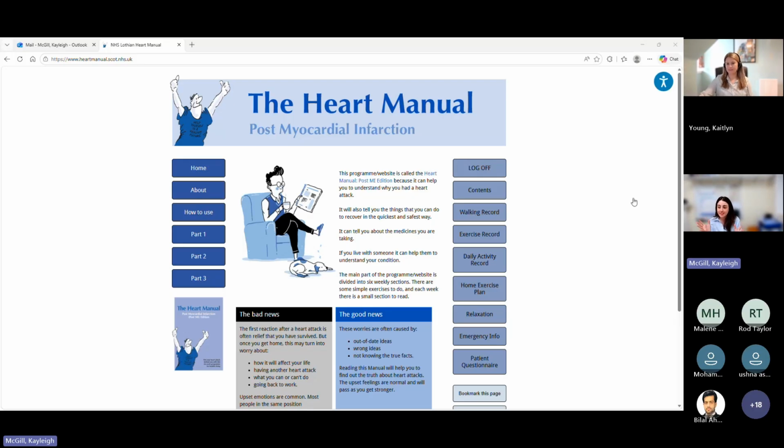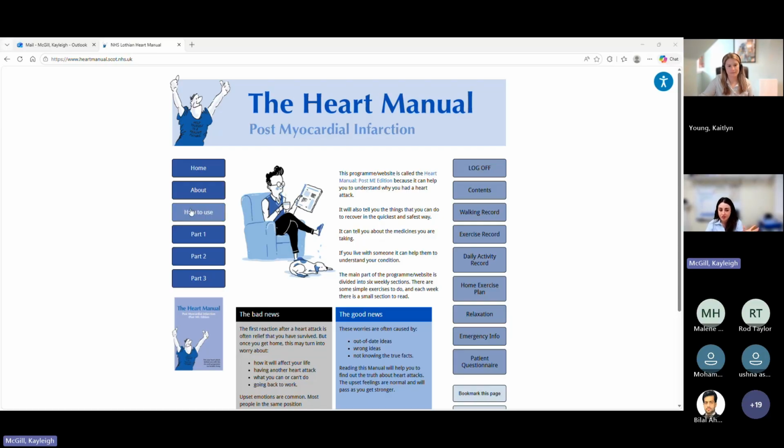So this is our digital heart manual website here. And as you can see, this is the post-AMI version. And as Kaitlyn has mentioned, there is a separate website for our REVASC version. But in terms of the usability and the layout, they both work in exactly the same way. So down the left-hand side of the screen here, this is where all of the main programme components are located.